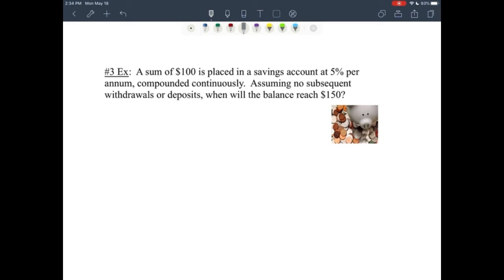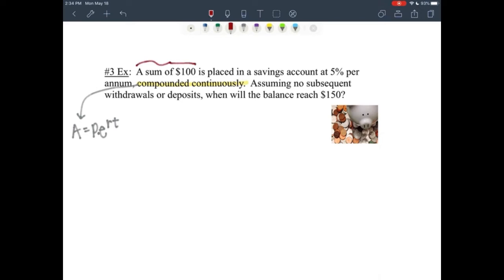Here's an example. A sum of $100 is placed in a savings account at 5% compounded continuously. That's our key right there. Compounded continuously means we're talking about PERT. A equals P times E raised to the RT power. It is only E that is raised to the RT power. Assuming no subsequent withdrawals or deposits, when will the balance reach $150?